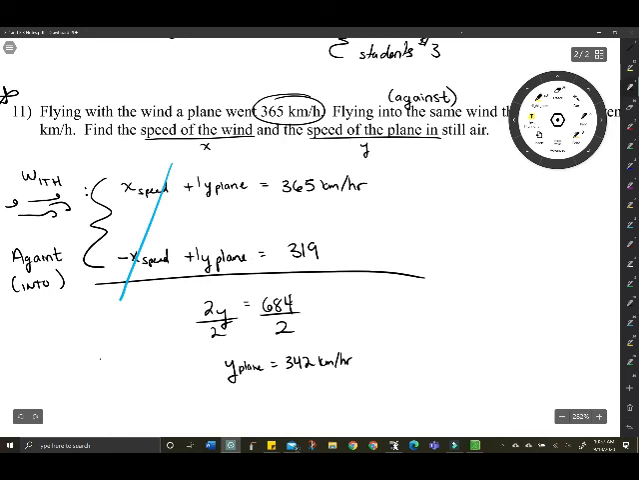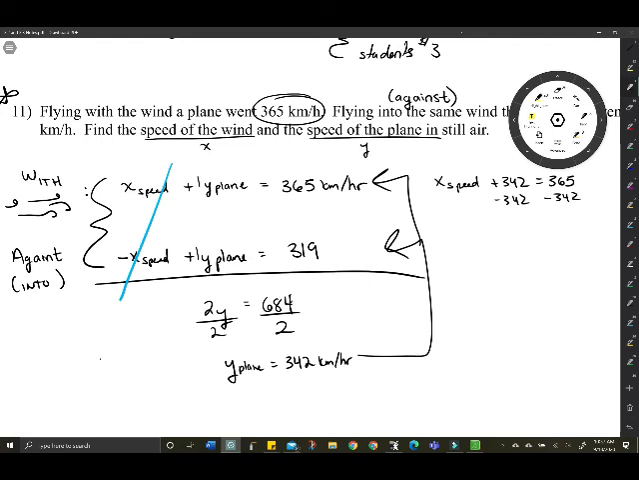Well, with that found, you can then substitute into one of the originals. Either one works. And I know it's getting bad, but just hang in there. The speed of the wind plus 342 is equal to 365. Subtract 342. 365 minus 342 is 23. And that's the wind speed, 23 kilometers per hour.